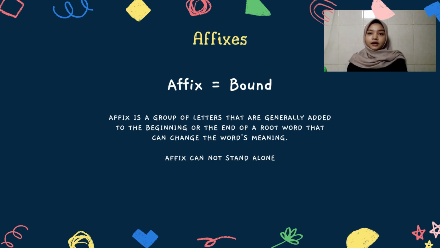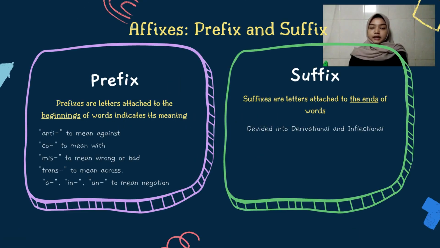An affix is a group of letters that are basically added to the beginning or at the end of the root word that can change the word meaning. It occurs as either a prefix or suffix. Affixes are divided into two, which are prefix and suffix.